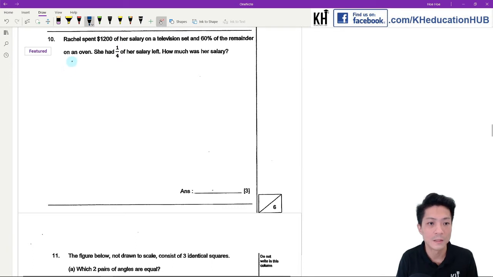Question 10. Rachel spent $1,200 of her salary on a television set and 60% of the remainder on an oven. She had a quarter of her salary left. How much was her salary?